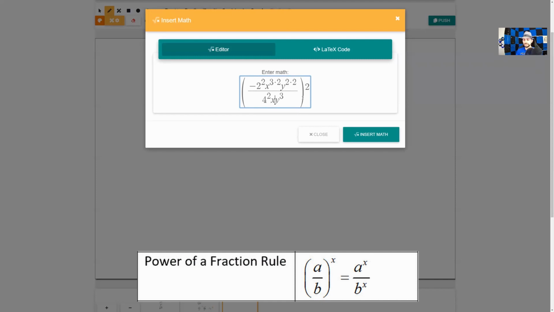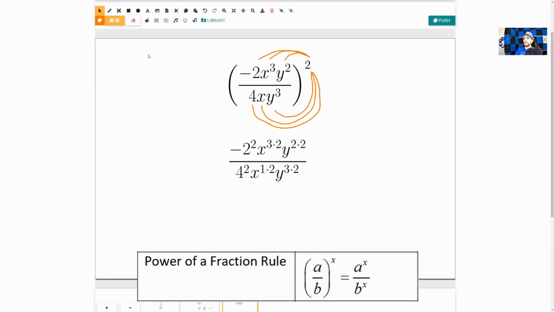4 squared. X to the 1 times 2. Remember that x just by itself is the same as x to the first power. And y to the 3 times 2. So did we get all the 2's in there? Well, we got negative 2 squared. We got x to the 3rd squared. Got y squared squared. 4 squared. X squared. And y to the 3 squared. Let's simplify.